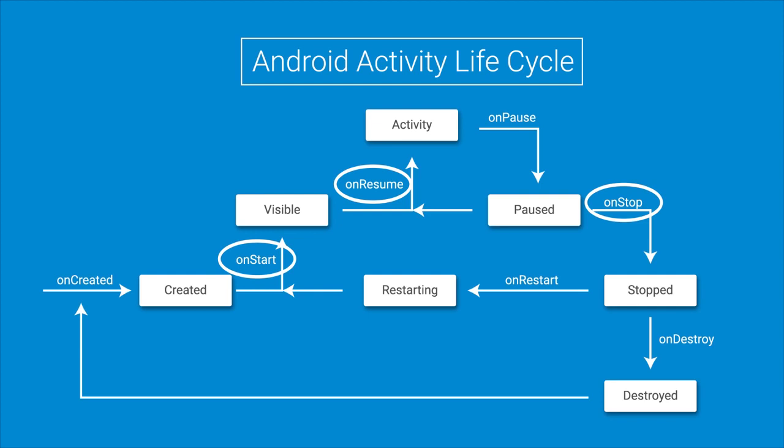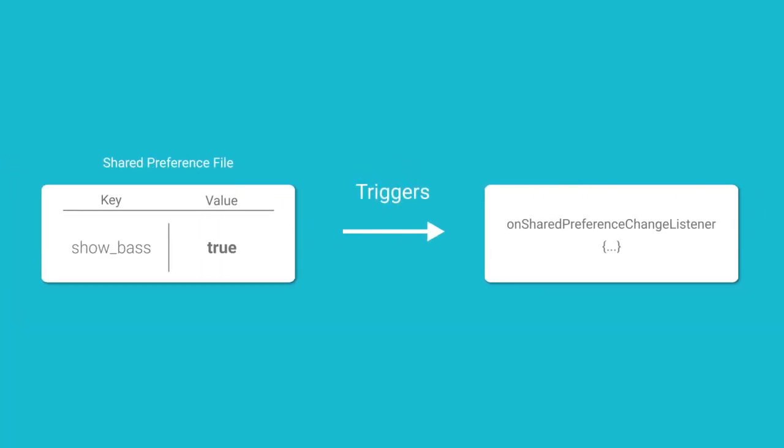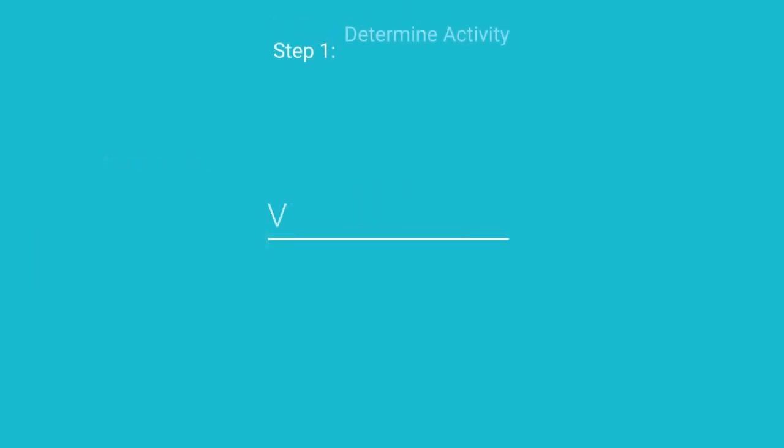So one option for loading up our preferences would be to read from shared preferences in the onResume or onStart callback. But there's a better way. The shared preferences object allows you to register an object that implements an OnSharedPreferenceChangeListener. This object then gets called whenever a value in the shared preferences file changes. In this way, you can be triggered to update the UI if and only if a preference has actually changed. Setting this up will take 4 steps.